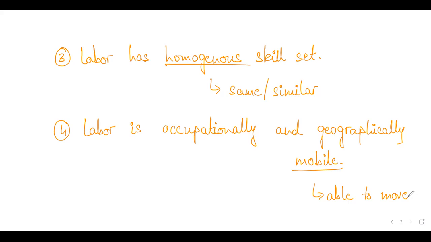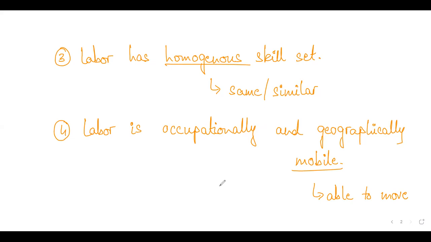And we do see sometimes that people change their occupations. They get a degree in one field, but they do something else for their living. They join some other type of career or occupation. So labor is occupationally mobile, meaning they're able to switch from one career or occupation to another. And geographically mobile means that they can switch between cities, move from one country to another, one city to another, so that they don't have to stay stuck.